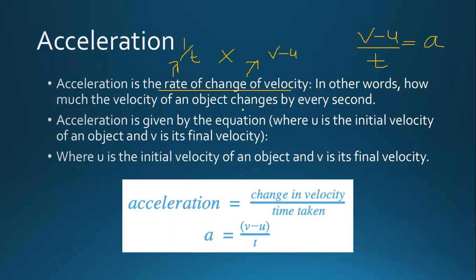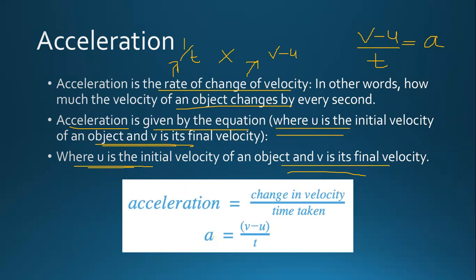So acceleration is the rate of change of velocity, in other words, how much the velocity of an object changes every second. Acceleration is given by the equation where u is the initial velocity of an object and v is the final velocity. तो आपके पास ये फॉर्मूला है, a is equal to v minus u divided by time, क्योंकि पर rate है.